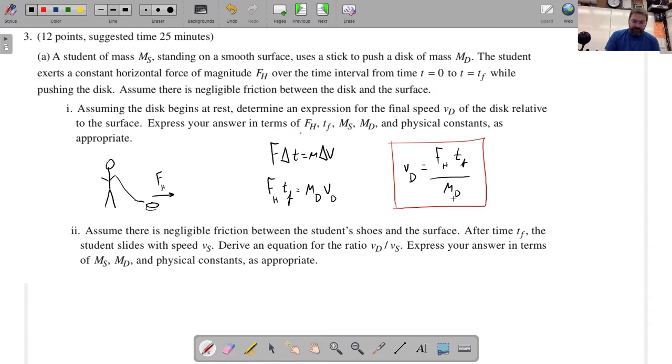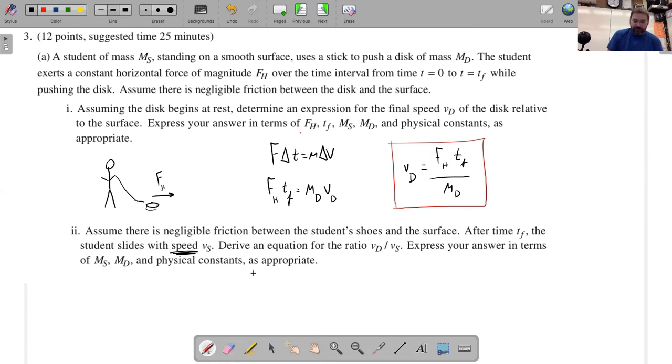Now, assuming there's negligible friction between the student's shoes and the surface, after time t sub f the student slides with a speed v sub s. It's very important to notice it says speed and not velocity, so the variable v could be speed or velocity. Derive an equation for the ratio v sub d to v sub s. Express your answer in terms of m sub s, m sub d, and physical constants as appropriate.